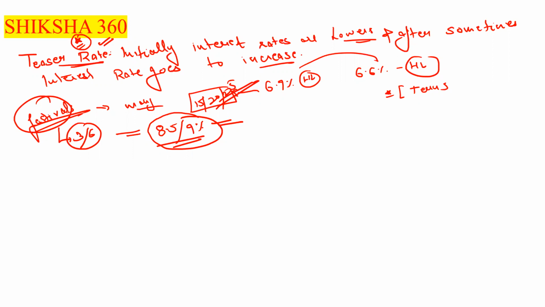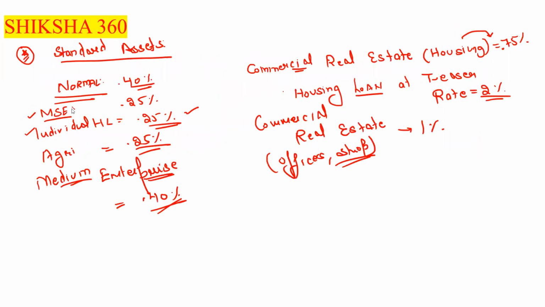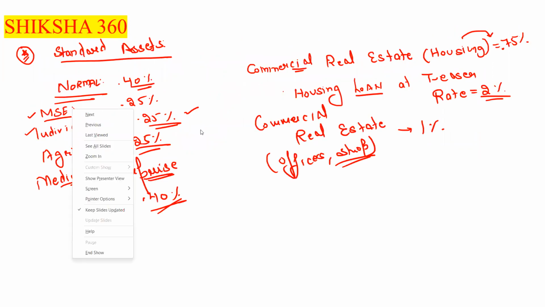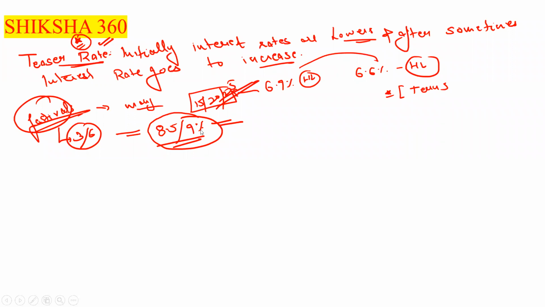Now, we have discussed the standard assets. The next one we have to discuss here is the substandard asset. The second one here is substandard asset.